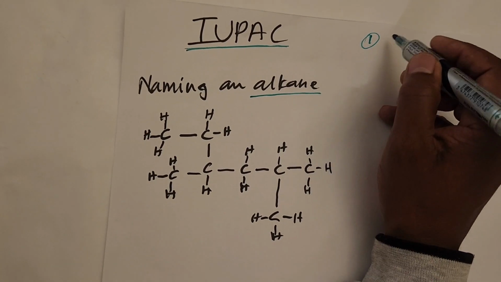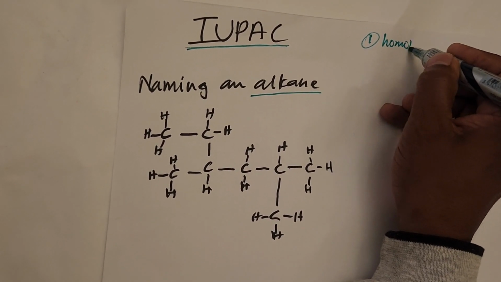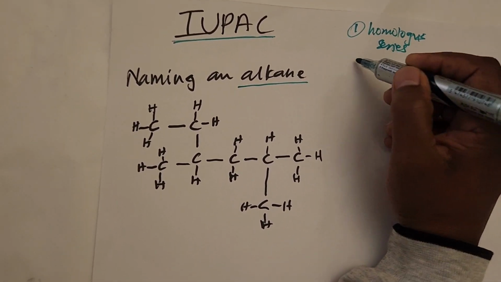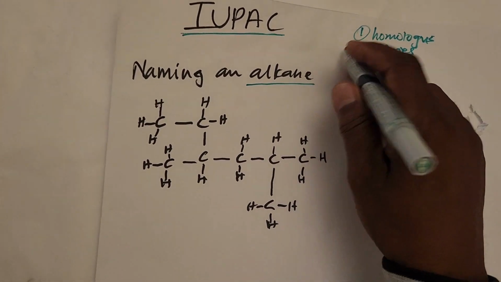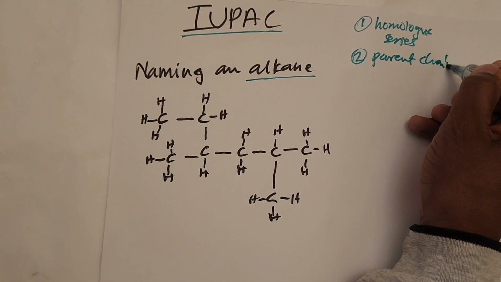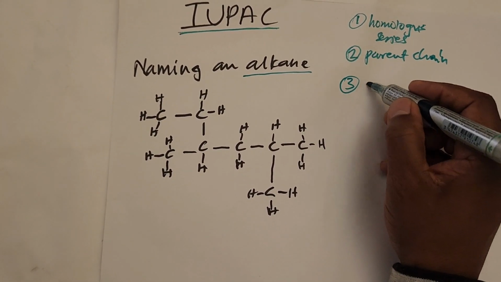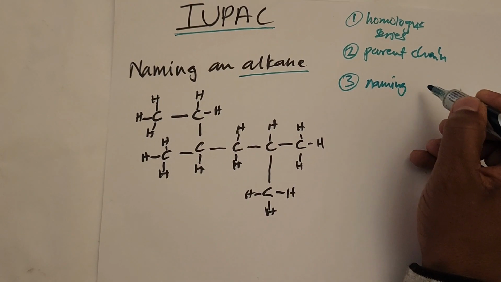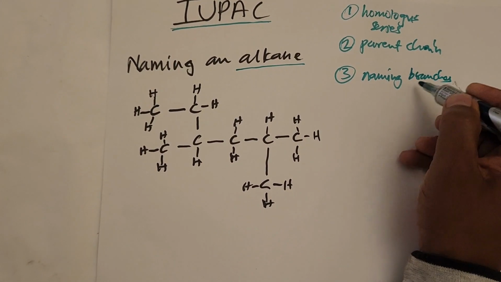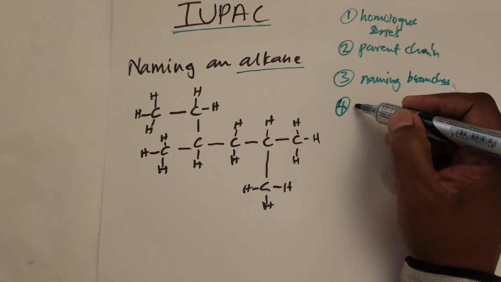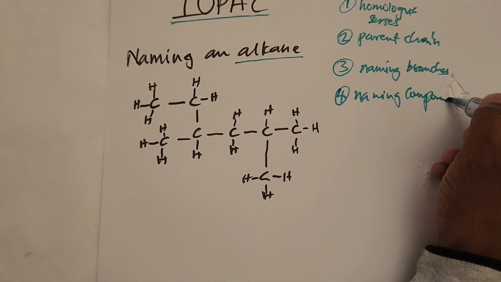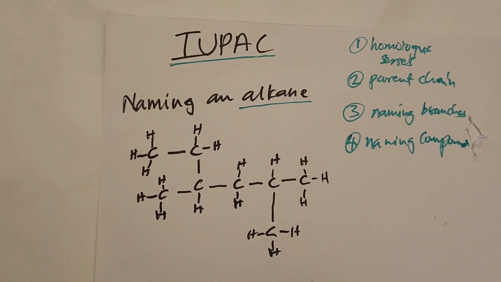1, you must identify the homologous series. And then the second one is about the parent chain. And then the third one will be about naming the substituents or branches. And then the last one will be naming the compound. So very important. Now let's go with this one.